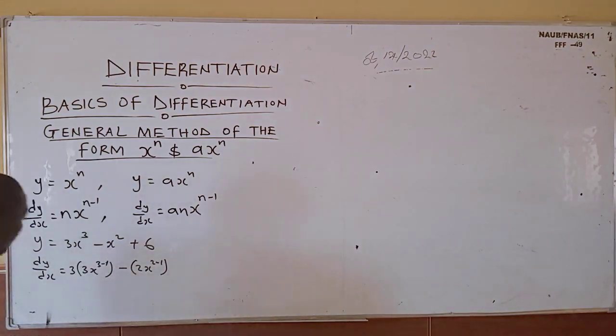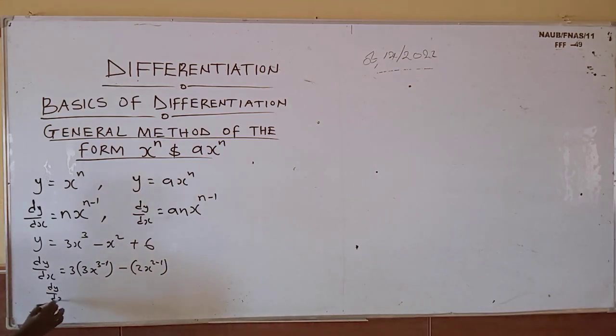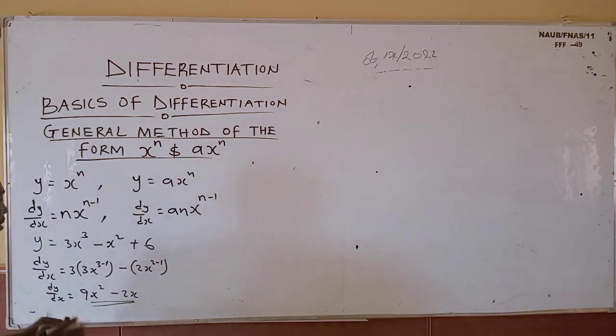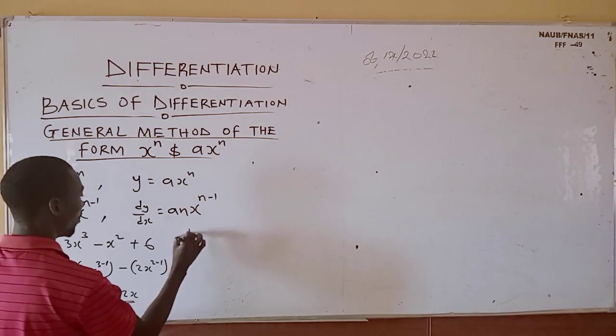0. So now dy over ds will be equal to 3 times 3 is what? 9s, 3 minus 1 is 2, minus 2s, 2 minus 1 is what? 1. S to the power of 1 is still what? S. So this is our answer. Do you get this now? This is how we differentiate using the general formula method. Do you get that? So let's take one more example.